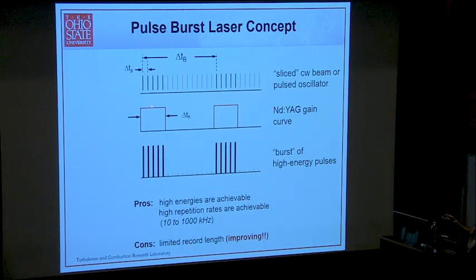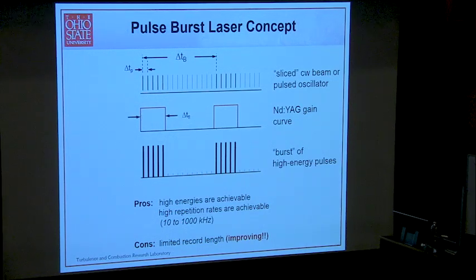Then if I feed them through a gain source, where this gain source is only on for a certain amount of time, I can end up with a burst, if you will, of high-energy pulses, right? So I've added gain. The whole idea is to amplify this limited envelope of pulses to very high energies such that they still don't pass the thermal damage threshold of the laser gain medium, okay?